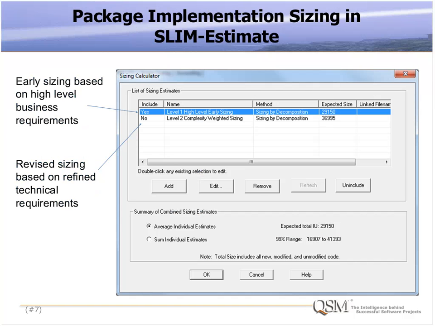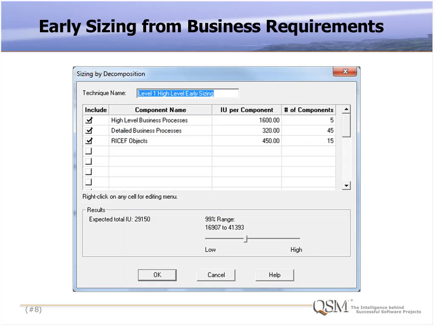So as we're getting ready to run our estimate, we want to get a feel for early sizing, high-level business requirements. And then as we get a little bit more information, we want to revise that information and get a refined feel for the technical requirements. So early sizing, we might break it out like this: high-level business processes, detailed business processes, and RISE-F objects.